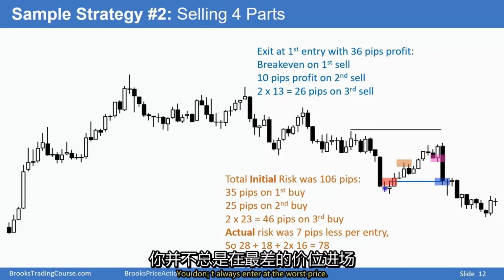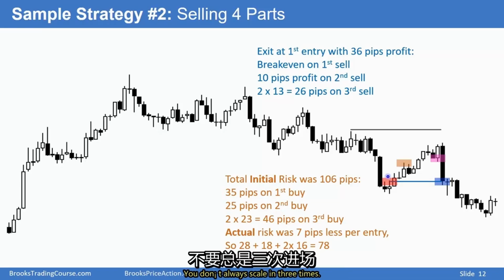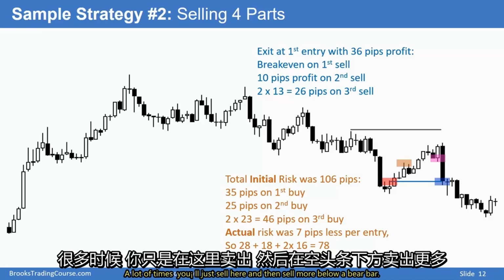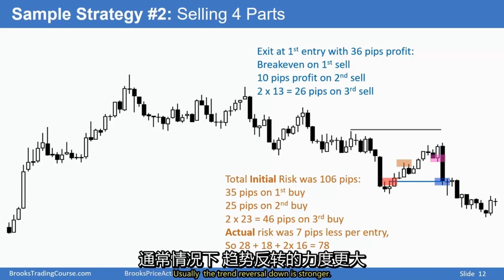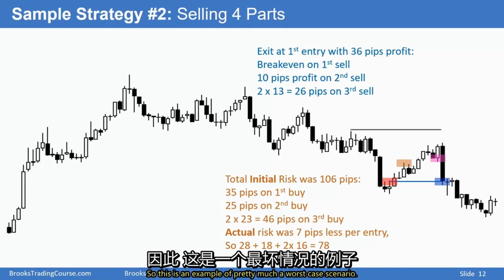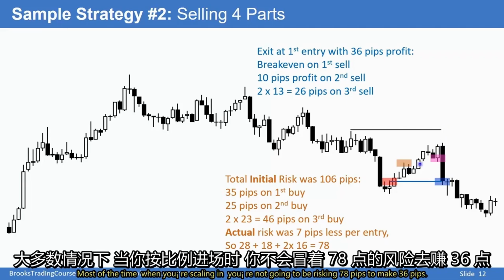You don't always enter at the worst price. Here, it does make sense to enter at the worst price. You don't always scale in 3 times. A lot of times you'll just sell here and then sell more below a bear bar. Usually the pullbacks are not that deep. Usually the trend reversal down is stronger. So this is an example of pretty much a worst case scenario. The only thing that could be worse is if your stop got hit. Most of the time when you're scaling in, you're not going to be risking 78 pips to make 36 pips.